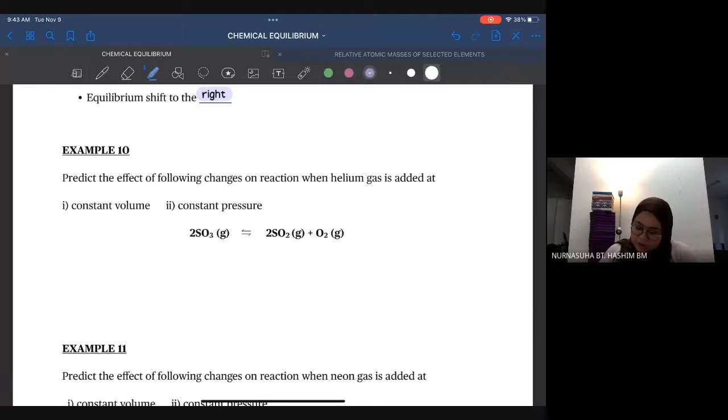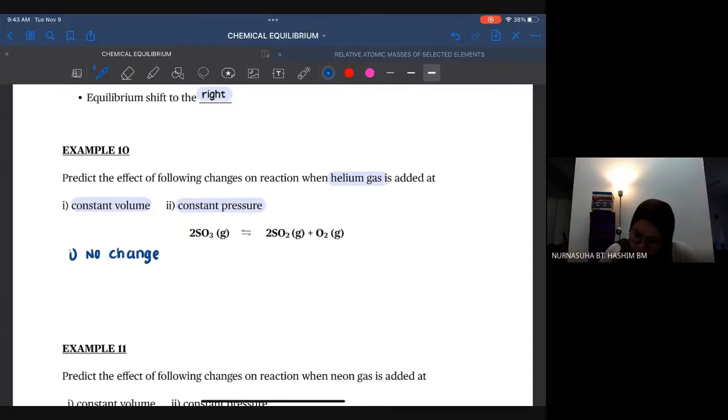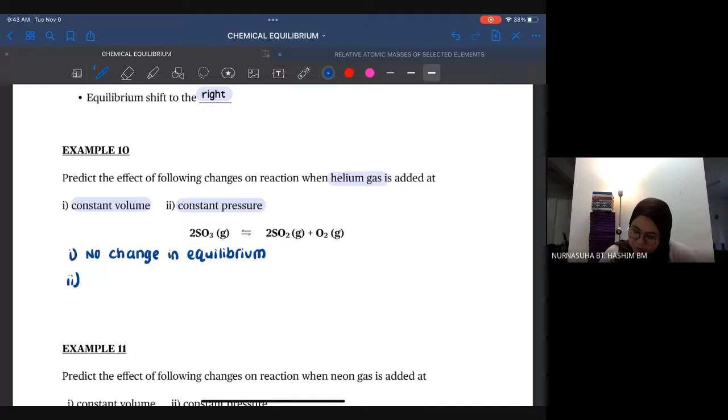Okay, dia tunjuk example tayang. Predict the effect of the following changes on reaction when helium gas is added at constant volume. Satu lagi at constant pressure. Okay, at constant volume, bila helium gas is added, there are no change in equilibrium. Ingat, kalau constant volume, no change in equilibrium. Tetapi at constant pressure, volume akan bertambah. Ingat, untuk maintain pressure tu, kita terpaksa increase the volume.